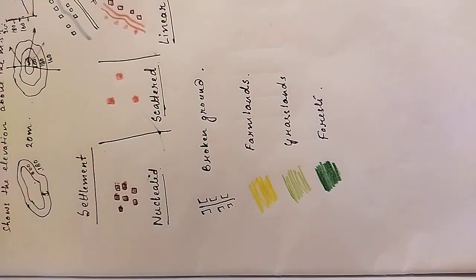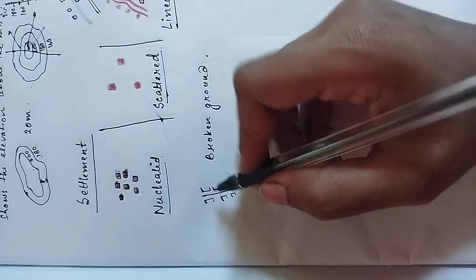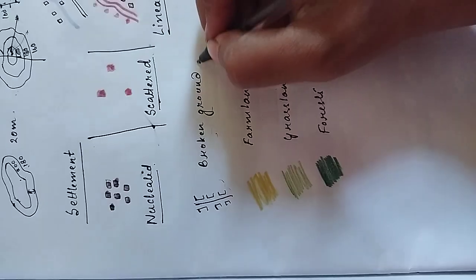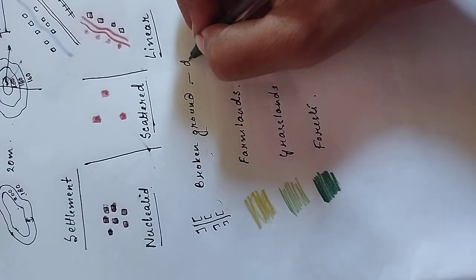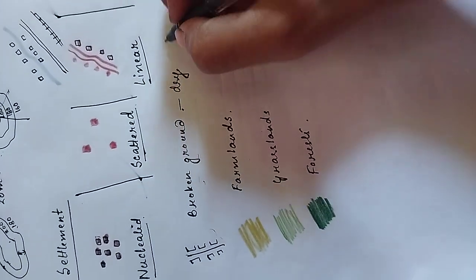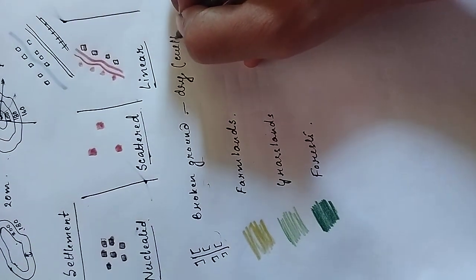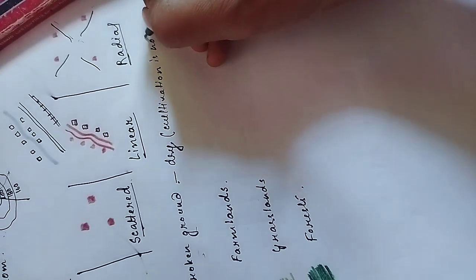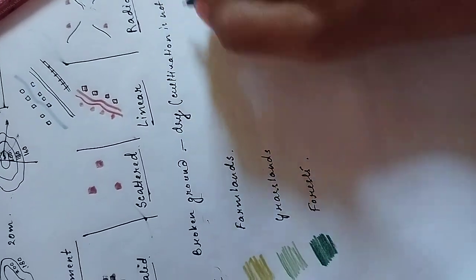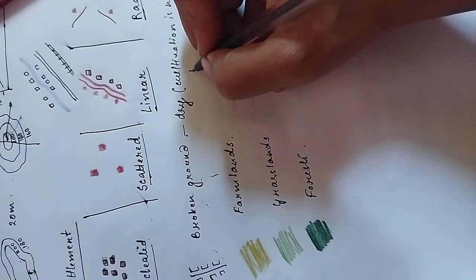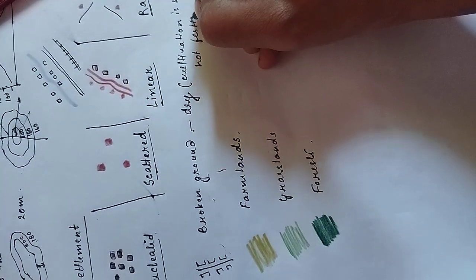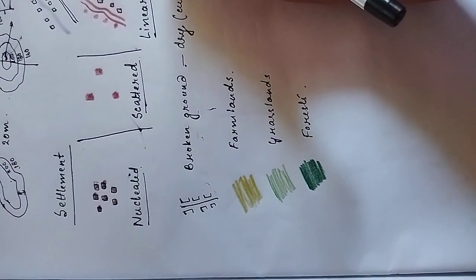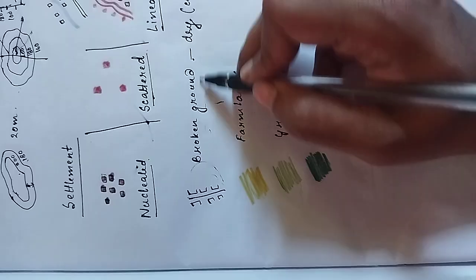Now another feature which we see often is the broken ground. The symbol is like this. Broken ground means an area which is very dry, and here cultivation is not well possible. We cannot do cultivation in this region, and this region is not at all fertile. So where the conditions are not favorable for living or for cultivation, we show this symbol.